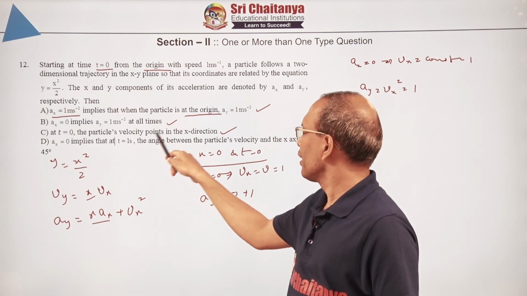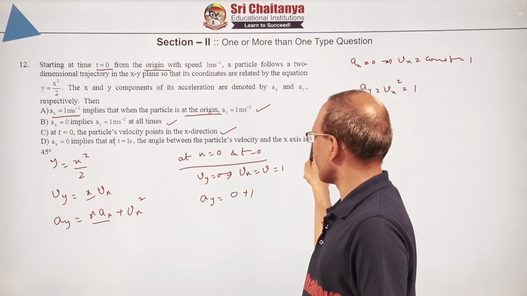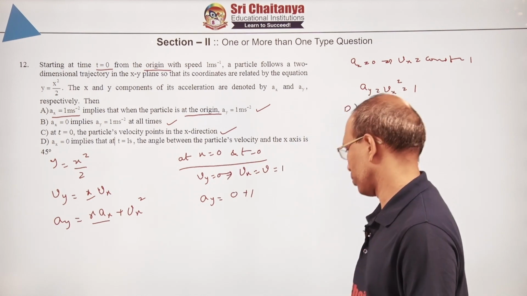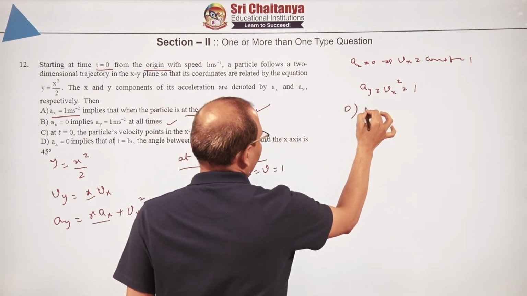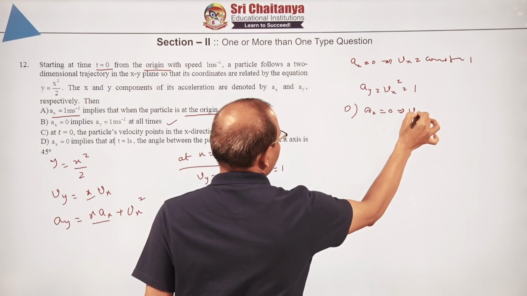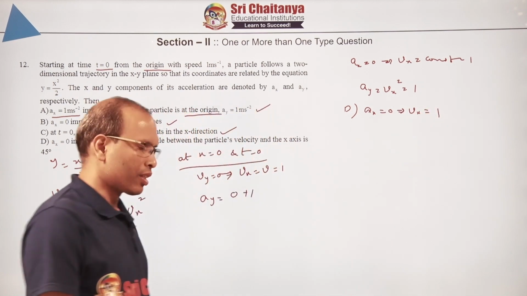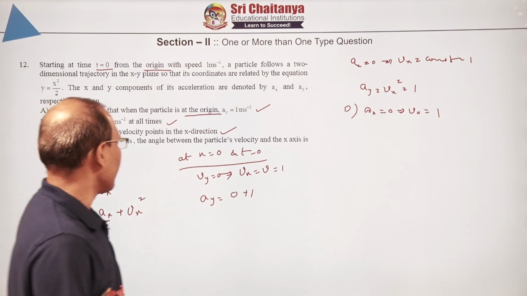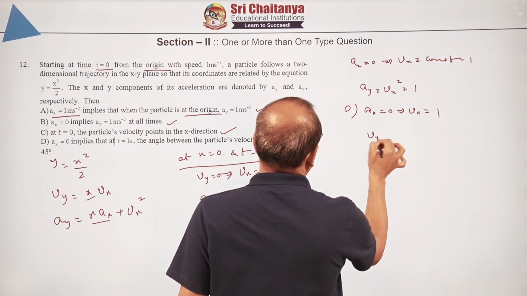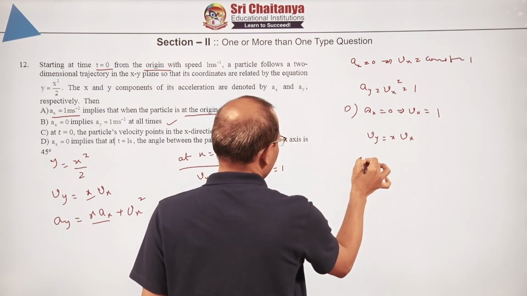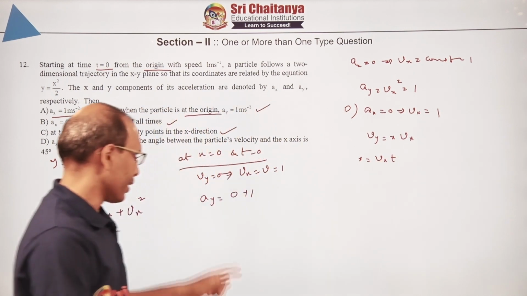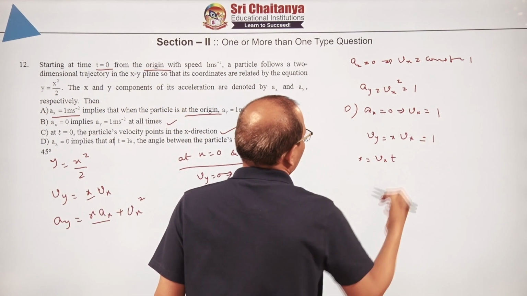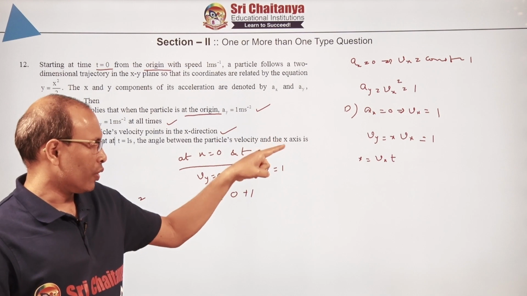Now last one, Ax equal to 0 implies that at t equal to 1 second the angle between the particle's velocity and the x-axis is given by what? I am talking about option D now. If Ax is 0, Vx remains same, that is 1. Vx remains always constant. Now we have to calculate Vy. So what is Vy? It is x into Vx, and what is x? Vx into t. Vx is 1, t is also 1, so this whole thing is 1. So Vx is 1, Vy is 1.